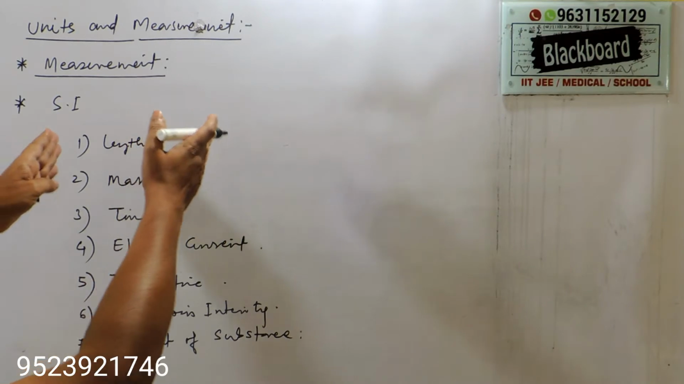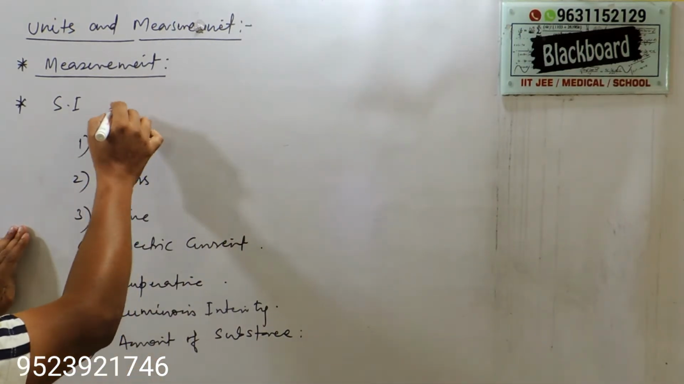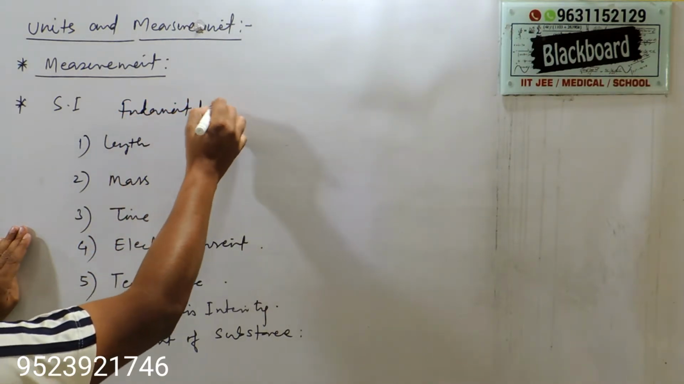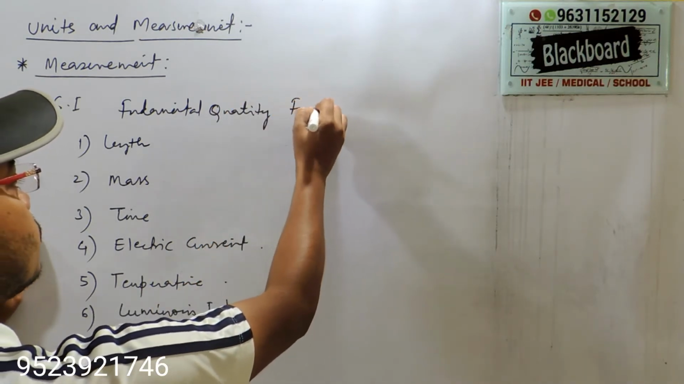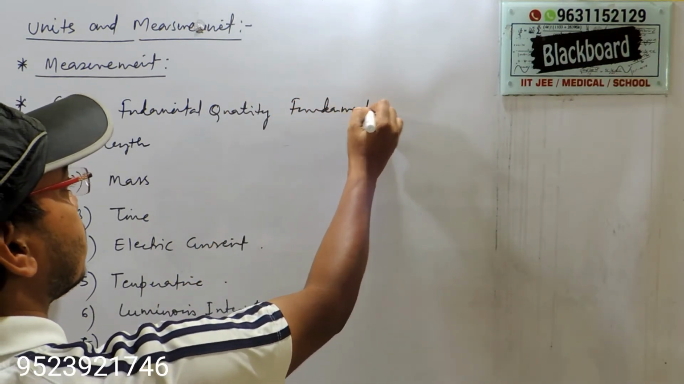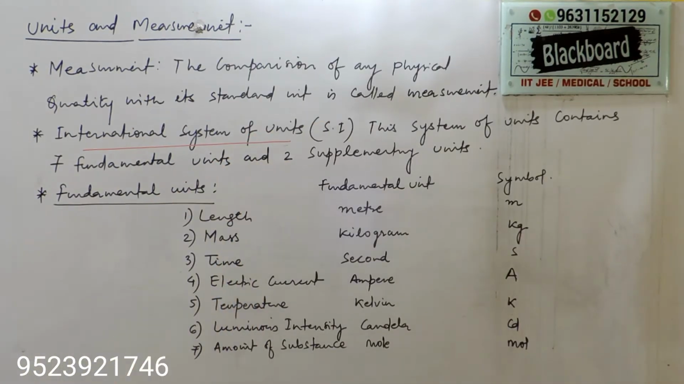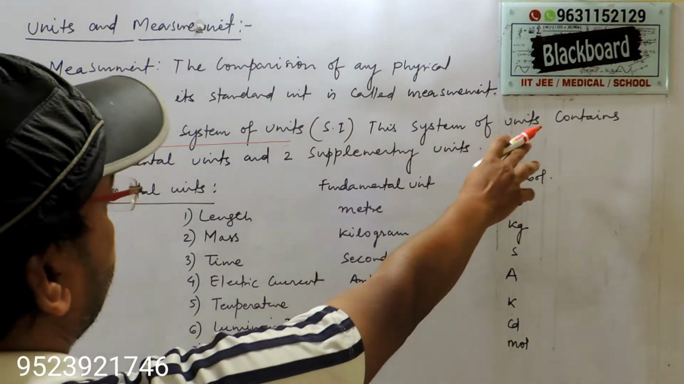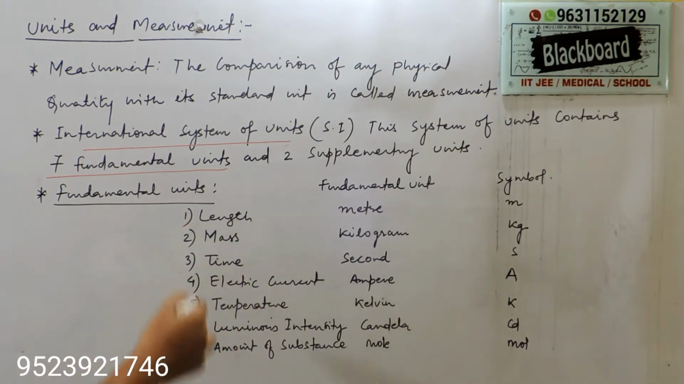Fundamental unit, this is fundamental quantity. And what is fundamental unit? This is your fundamental quantity, this is fundamental unit. International system of units, in short, you can write SI system. This system of units contains 7 fundamental units and 2 supplementary units.